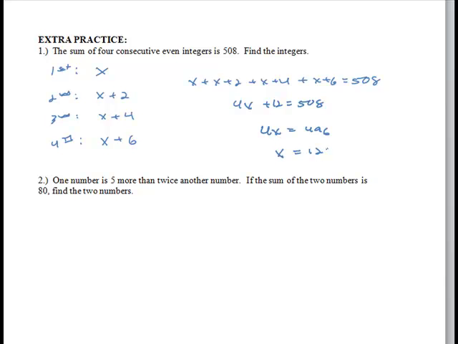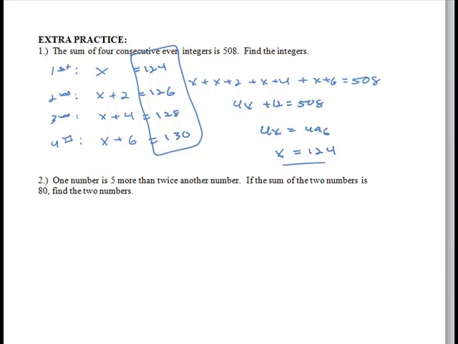X works out to be 124, where x in the problem was once again just the first unknown integer, 124, which makes the next one, x plus 2, 126, the third, 128, and the fourth, 130. So we have four consecutive even integers, and if you add them all up, they do add up to 508.